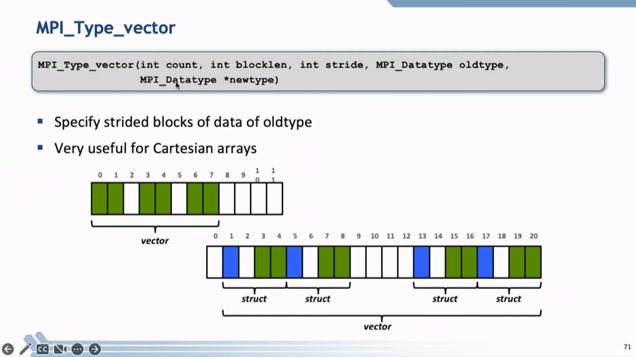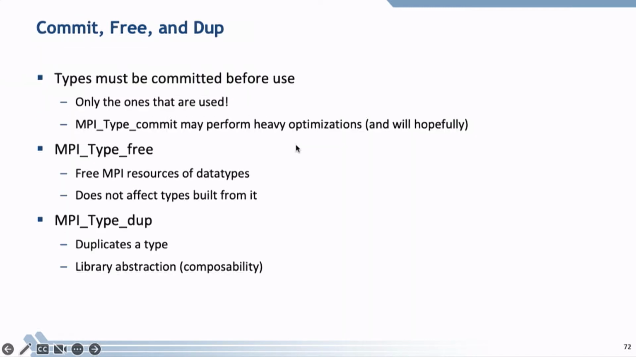And so again, you create that vector, you get out a new type in the last argument here, which could then be used for communication. But there's another step that's needed. In MPI, you need to call a special function called MPI type commit before it can be used in a communication function.